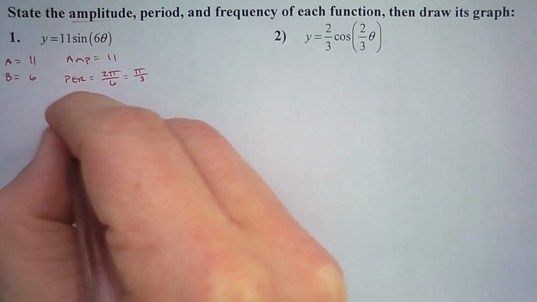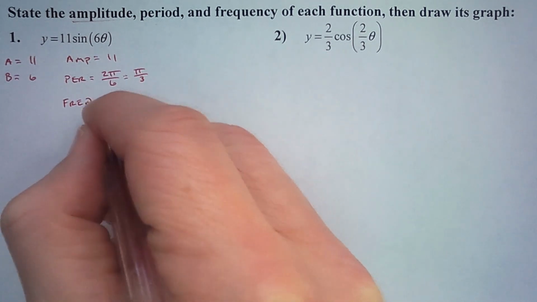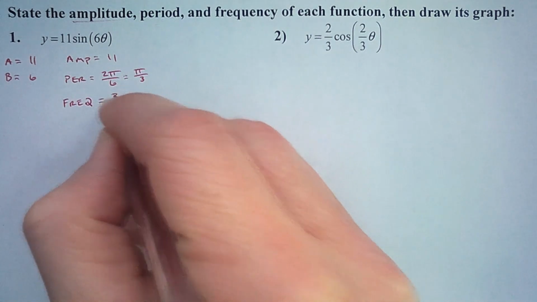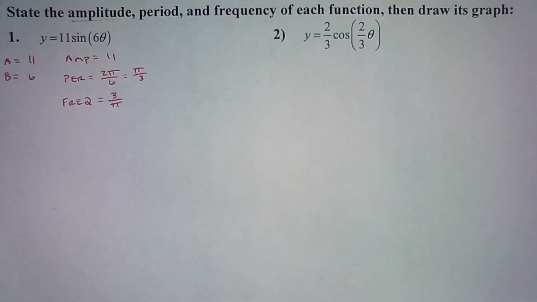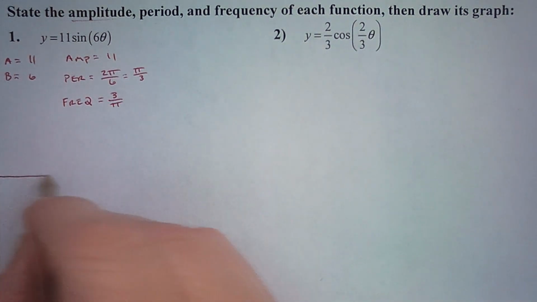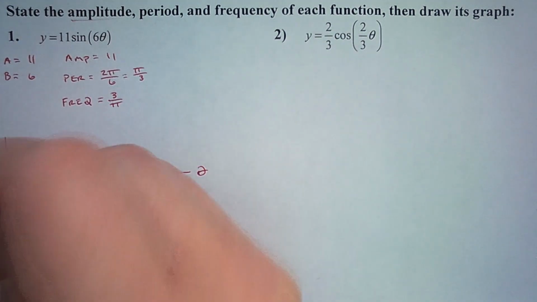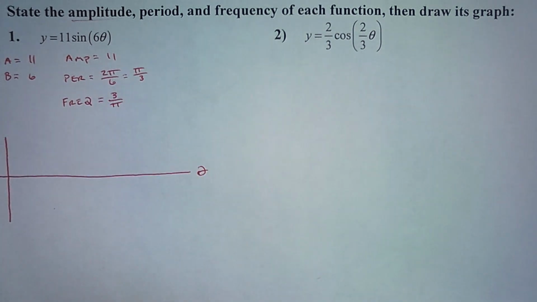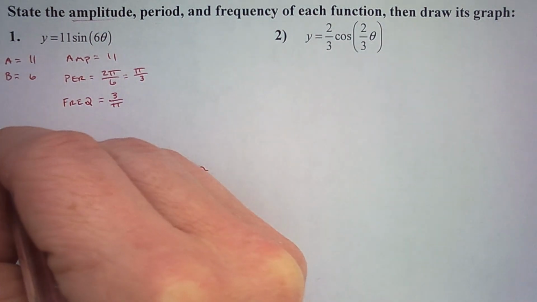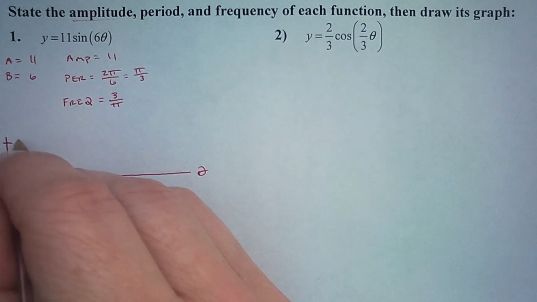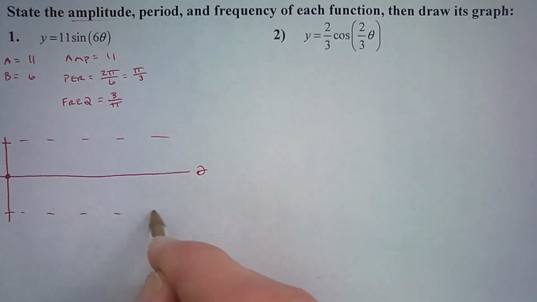And then the frequency is the reciprocal of the period. It's how often it repeats. And that is 3 over pi. Okay, now a graph. So here is our theta axis. Here is our vertical axis, our y-axis. It's sine, which means it's going to start right here in the middle. Its amplitude is 11, so it will go up as high as 11. It will go down as low as negative 11.